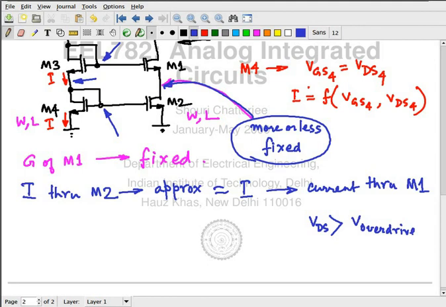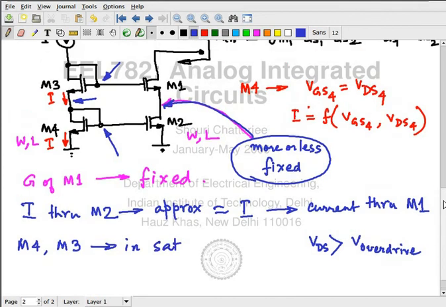Okay, and the current through the device is usually some sort of square function of the overdrive voltage. A strong function of the overdrive voltage, weak function of VDS if the device is in saturation. Now what can you say about M4 and M3? Are they in saturation? They have got to be in saturation because drain and source are connected for both. Alright, so to start with, M4 and M3 are in saturation.